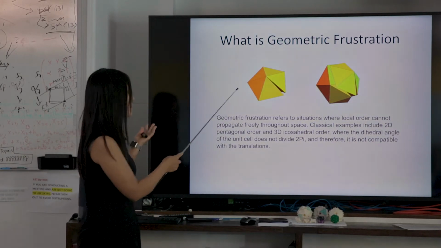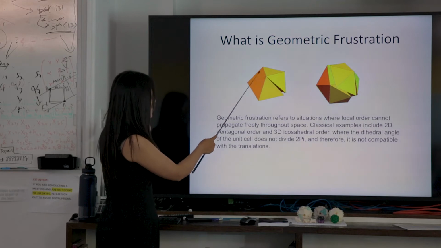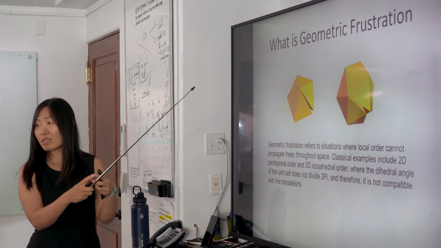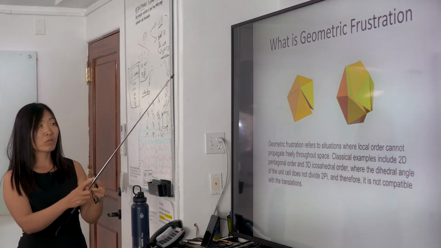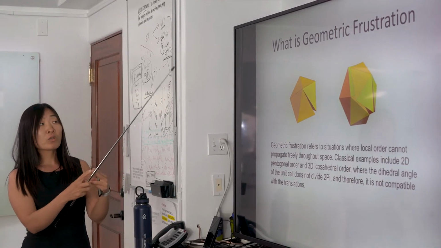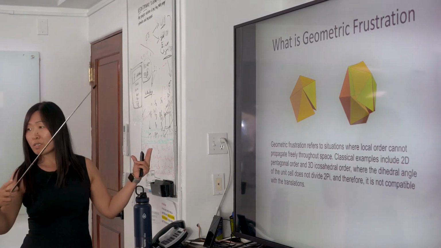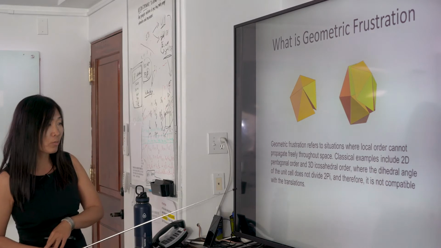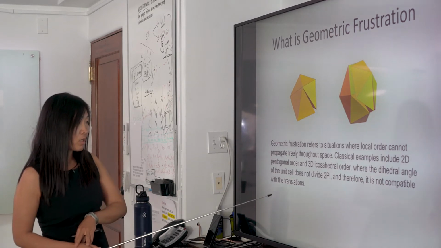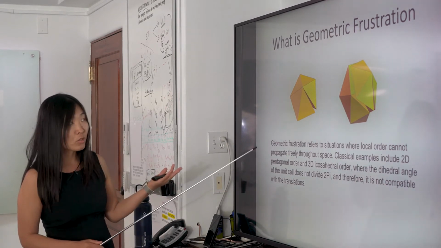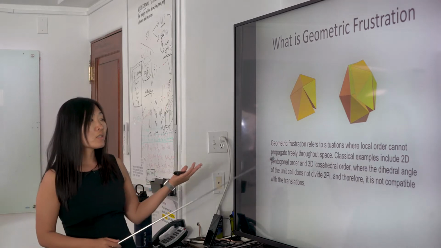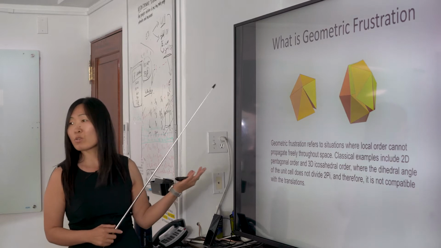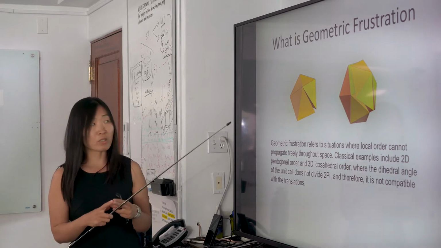Also, if you put 5 tetrahedra with 5-fold symmetry, it's impossible for the local symmetry to propagate, the 5-fold symmetry to propagate. That is the definition of a geometric frustration. So how are we going to deal with this? This is defined as geometric frustration, but it can also be used as information, right?